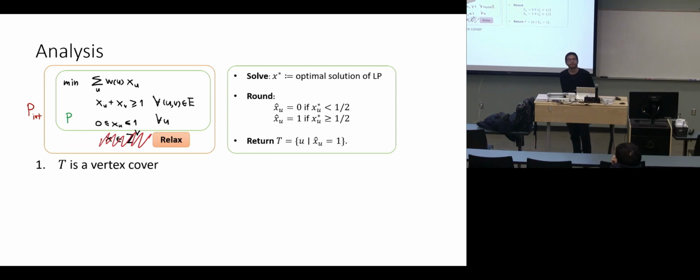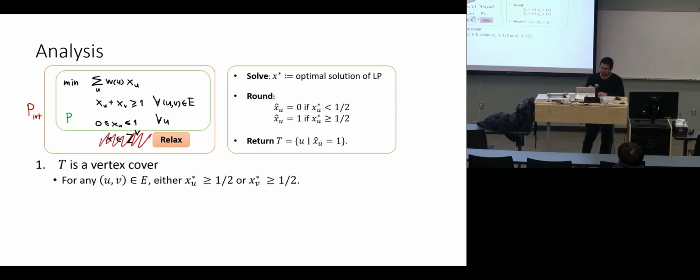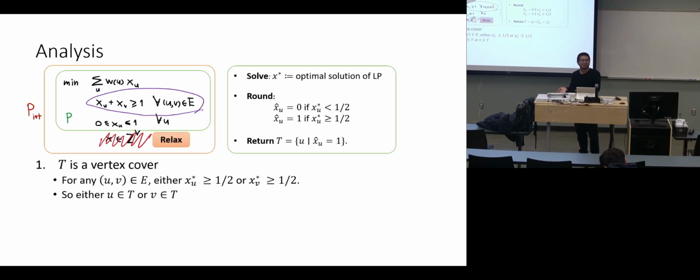Yeah. Because x_u plus x_v has to be greater than or equal to 1 for all edges, so one of them has to be at least 1/2. Exactly. Just from this linear constraint, right? For any edge, x_u plus x_v is at least 1. So one of them must be at least half. So the one that is at least half, you will choose it into your set. So that edge will be covered. And this is true for every edge. So every edge is covered.